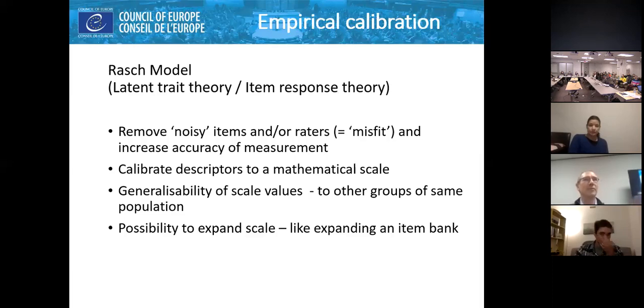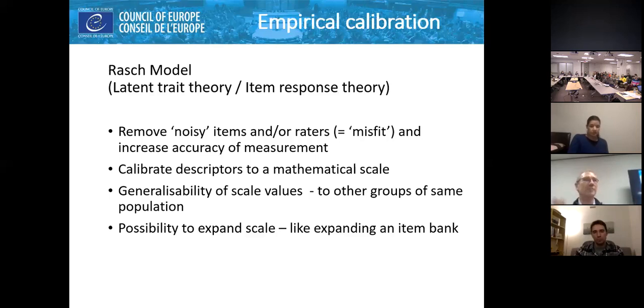You can get rid of the raters who are no good, or the items that are no good, and make the scale longer and more accurate. You can calibrate descriptors to a mathematical scale, which is more or less linear. And the great advantage is that whereas in classical test theory any result you have is limited to the group from which you got those results, with the Rasch model, or latent trait theory, you can generalize to other groups, provided they can be considered members of the same population.